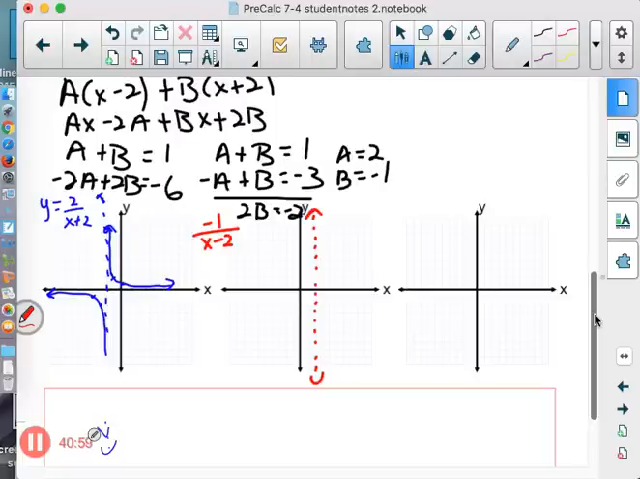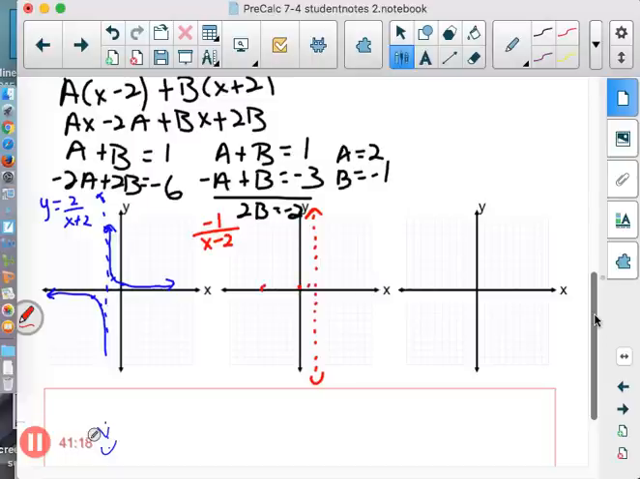That thing is not moving. 0 and 1 would be good. Yeah, they're right next to that. So we plop a 0 in here and we get a positive 1/2. Plop a 1 in, 1 minus 2, negative 1, negative 1.